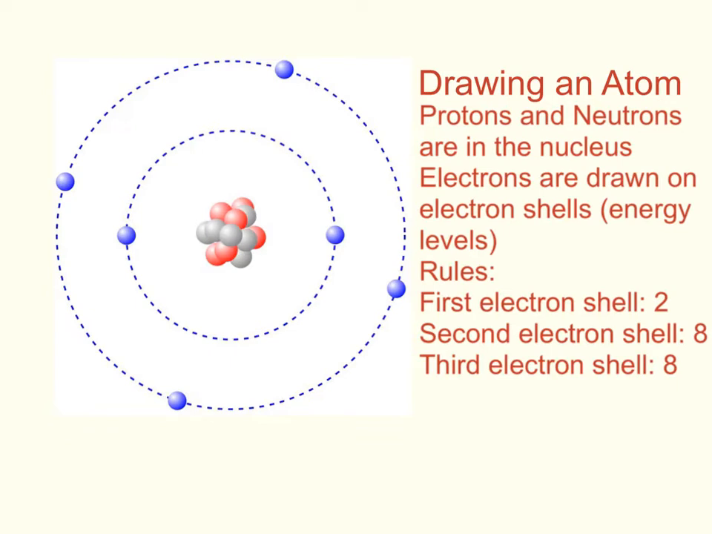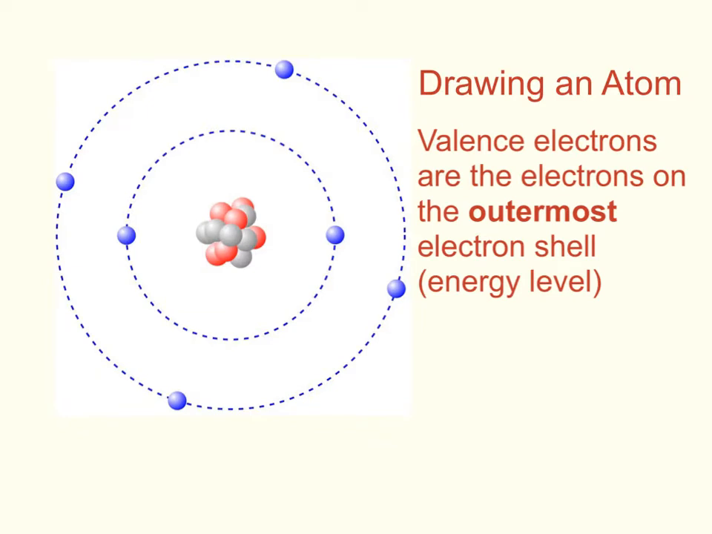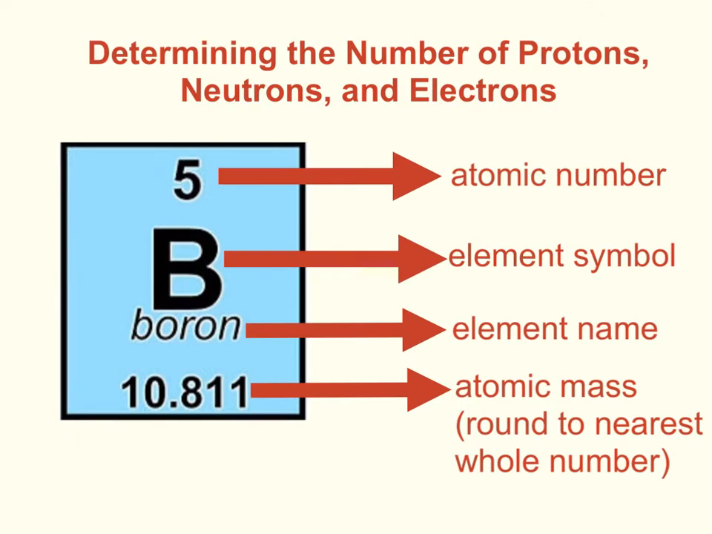Electrons don't like to crowd up the same space, so they organize themselves into these electron shells. And the rules are that the first electron shell closest to the nucleus will hold up to 2 electrons. Each additional electron shell will hold up to 8. When you look at a drawing of an atom, the electrons that are on the outermost shell are known as valence electrons.